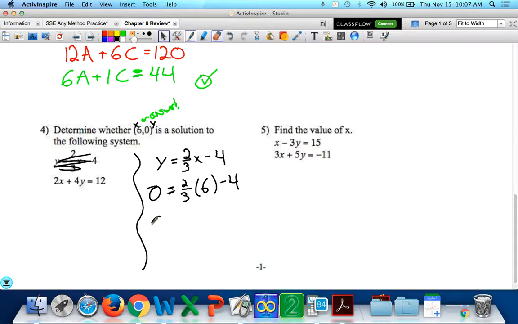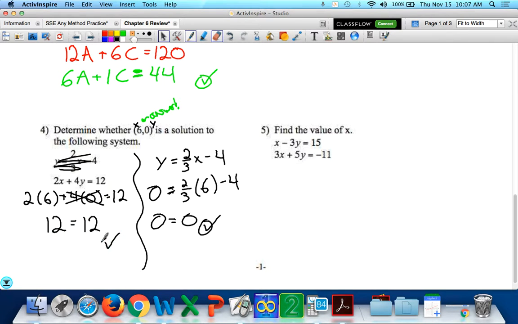So my right side equals 0. My left side equals 0. That one is good. The second one, I plug in a 6 for my X and a 0 for my Y. So I have 2 times 6 plus 4 times 0 equals 12. 4 times 0 is just 0, so that cancels out. 2 times 6 is 12, so I get 12 equals 12. So that one works. In other words, if I were to take these two equations and do one of my 3 methods on them, I would, in fact, get 6 comma 0. If even one of my equations doesn't work, then the whole thing doesn't work.